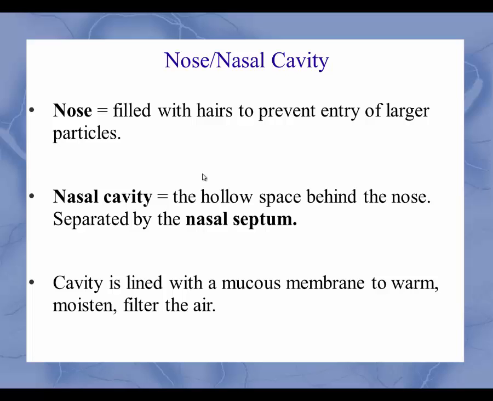Nasal cavity is the hollow space just behind the nose, and it's divided into halves by what's called the nasal septum. And that cavity, the nasal cavity, is lined with a thick layer of mucus, the mucous membrane, and this is there to help warm and moisten the air, and also to help filter the air.